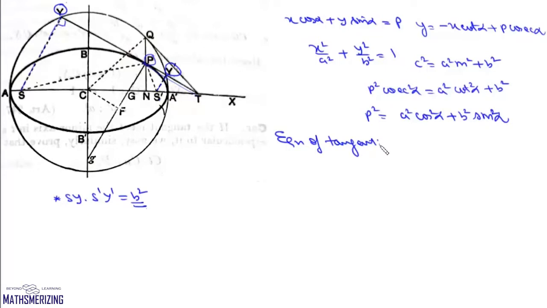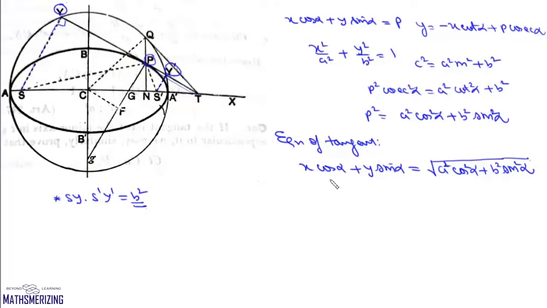So we can write equation of tangent in normal form as x cos alpha plus y sin alpha, and this is equal to under root of a square cos square alpha plus b square sin square alpha. Now we'll find equation of SY.